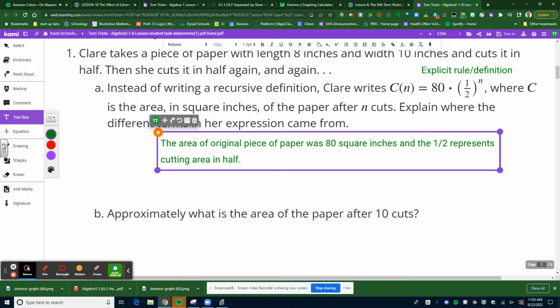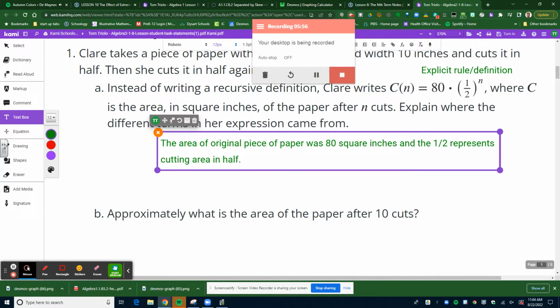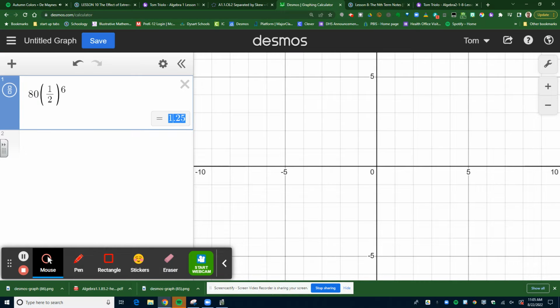Find the area after 10 cuts when we use Claire's explicit formula. It's going to be teeny tiny. I don't want you to round, and I want you to use proper units of measure. A sentence that represents the approximate area. It's going to be small. So go to Desmos.